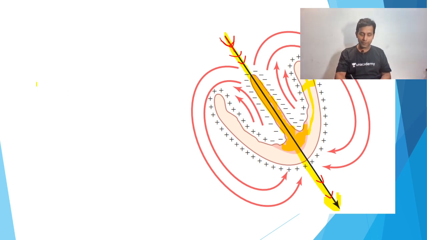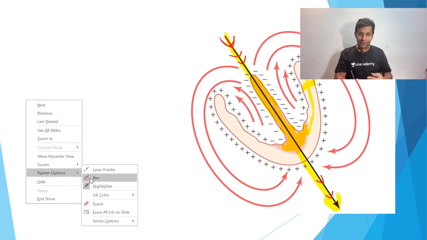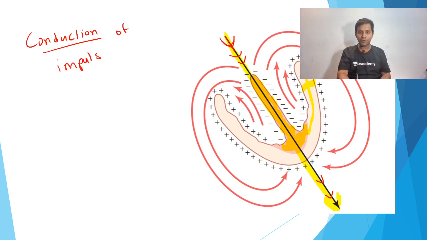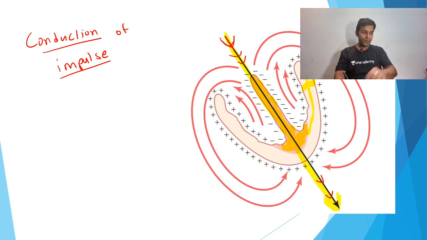So the point to remember here is the normal flow of electric current, the conduction of impulse in the heart. I am just giving a brief on the direction of current flow. You can ask me doubts. Hi Vishak, I can see you have joined here. You can ask your doubts in this session. I can see your comments in the comment box.